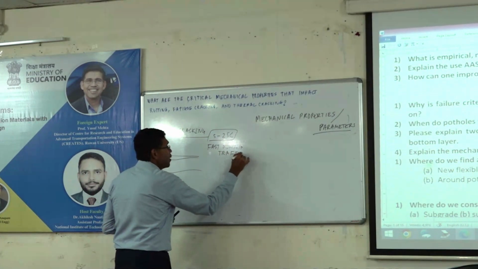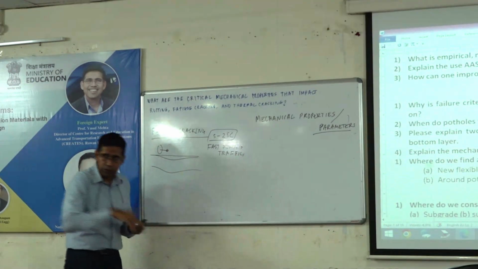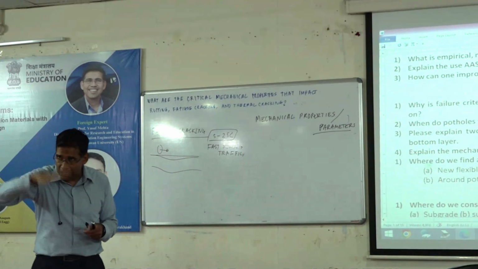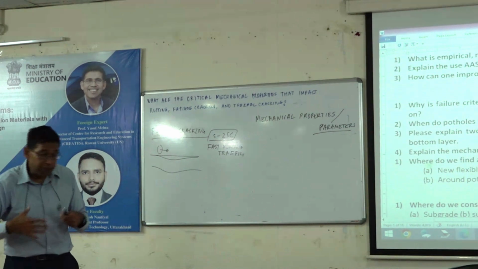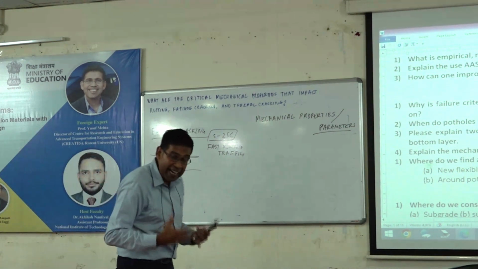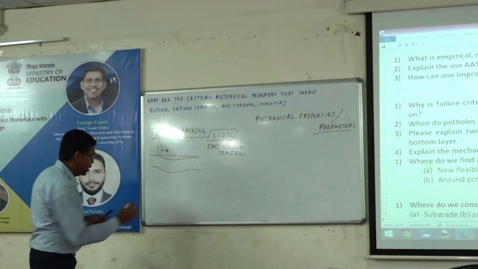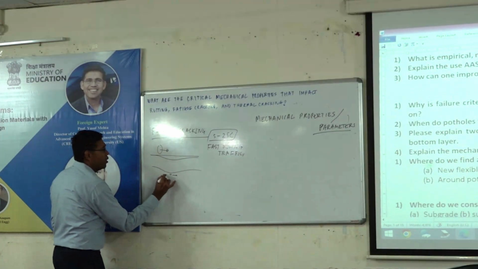So basically, as I mentioned, every time traffic goes on, the pavement deforms, it comes back. It deforms, it comes back, right? And there's fatigue happening, right? So if the pavement is not able to handle these changes, you're going to have a crack form right here, right?